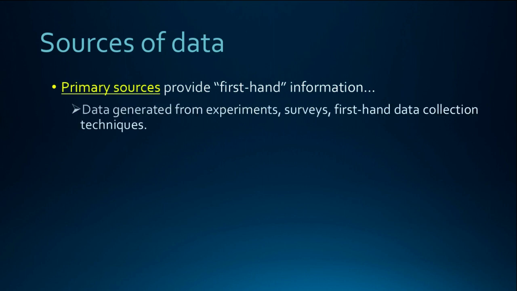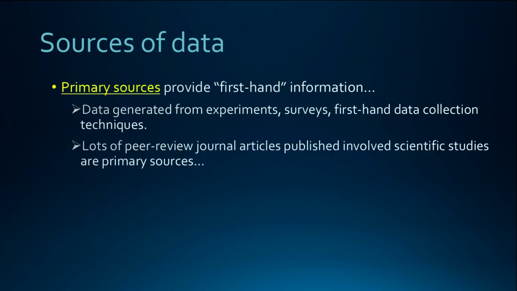So primary sources are going to be the data that's generated when we do experiments, when we give surveys and collect data that way, or we do any other kind of first-hand data collection technique. So this is first-hand information. Lots of peer-reviewed journal articles published involve scientific studies, and those are primary sources.